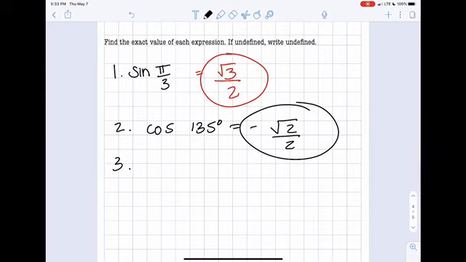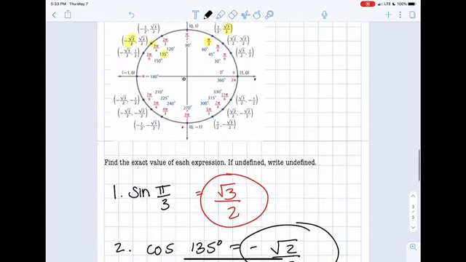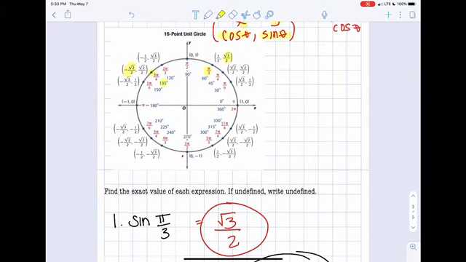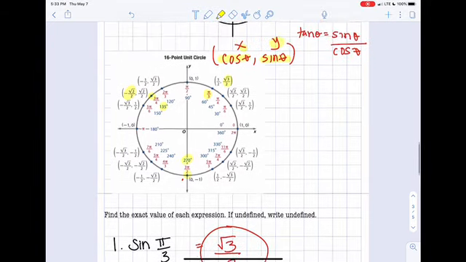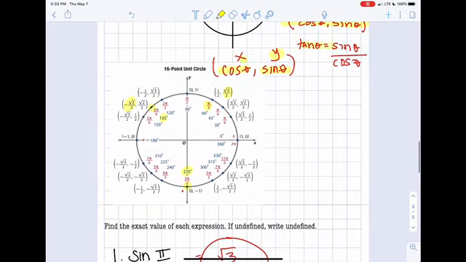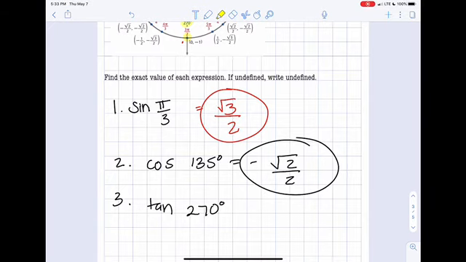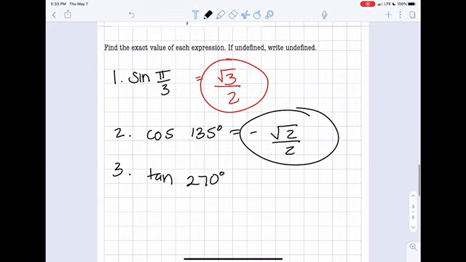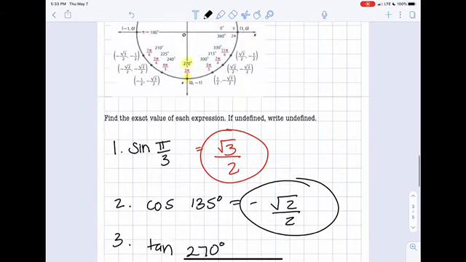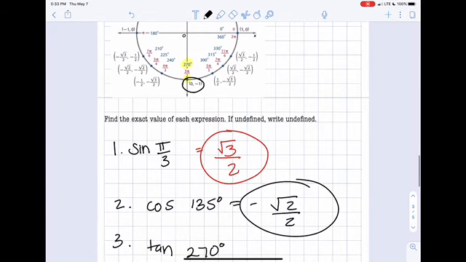Third example is, let's do tangent of 270 degrees. So let's first locate the degree measurement, 270 degrees. That's here. That's this point here. And remember that tangent is sine divided by cosine. So the tangent examples always take a little bit longer. But what I'm going to write down is this here.